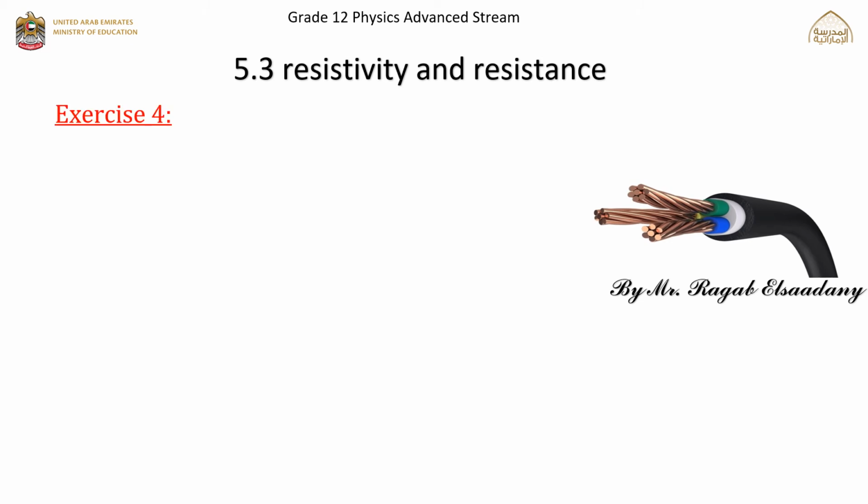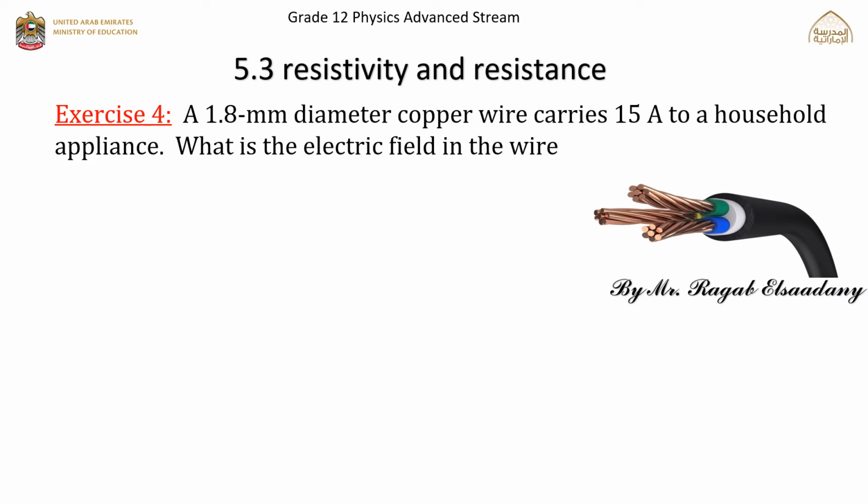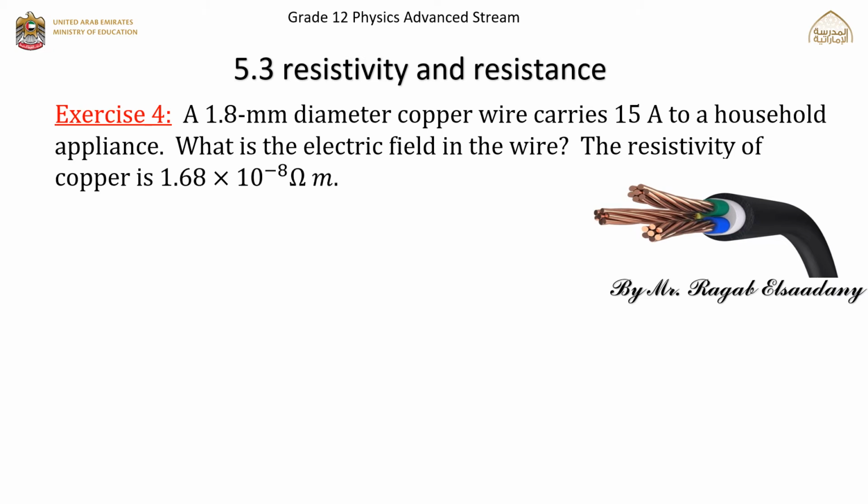Exercise number 4. A 1.8 millimeter diameter copper wire carries 15 amperes to a household appliance. What is the electric field in the wire? The resistivity of the copper is 1.68 times 10 to the power minus 8 ohm meter.